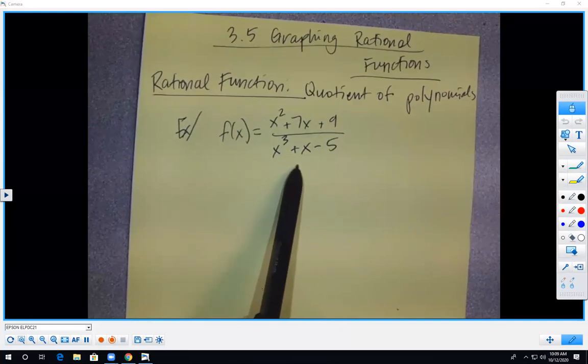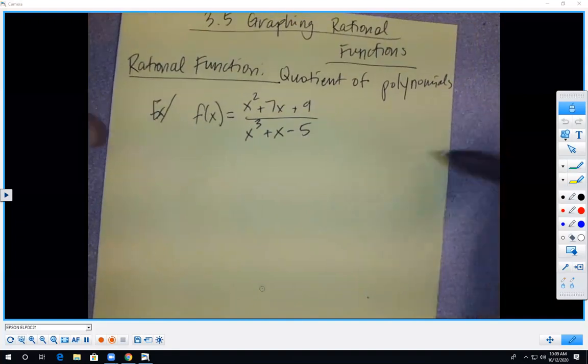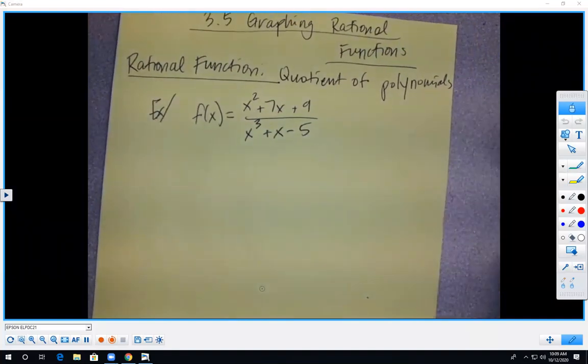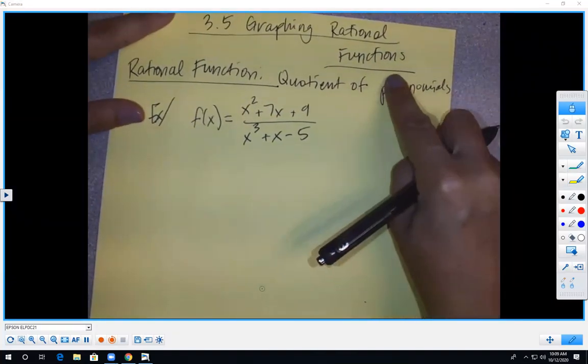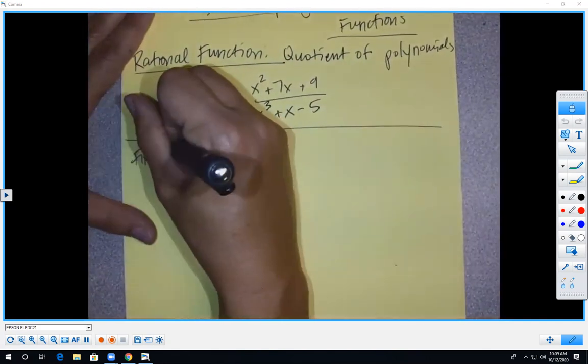We've been finding the domain of this, right? So remember, we're not allowed to divide by 0, so your domain is restricted. And that comes into play huge when you're talking about rational functions, okay? So let's remind ourselves how to find the domain.